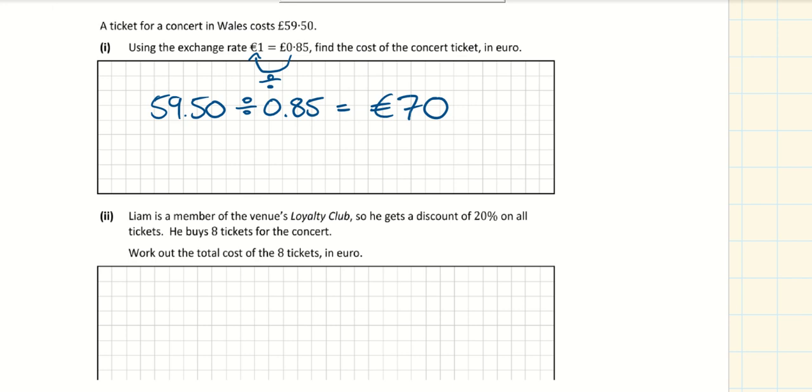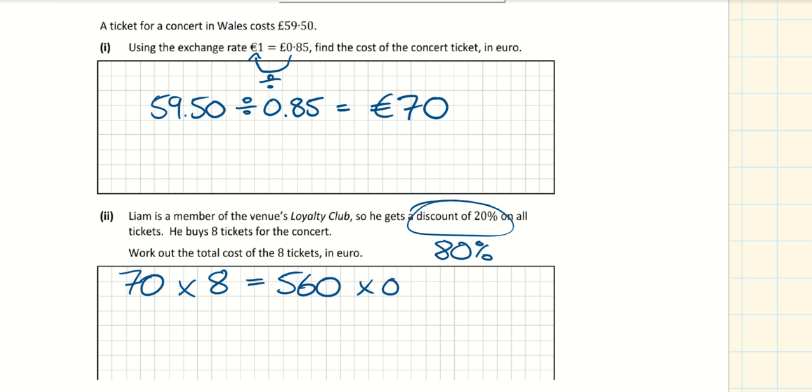So Liam is a member of Venue's Loyalty Club, so he gets a discount of 20% on all tickets. He buys 8 tickets for the concert. Work out the total cost of the 8 tickets in euro. So we have our euro, that's €70, and he's buying 8 tickets, so that's going to be €560. Okay, that's 8 tickets, but he gets a discount of 20%. So think about that like he only has to pay 80%. Now you could find 20% and minus it off, but it's just going to be quicker to times this by 0.8 or by 80%. He only has to pay that amount, and so it's only going to cost him €448. So nice question there. That is just simply multiplication.